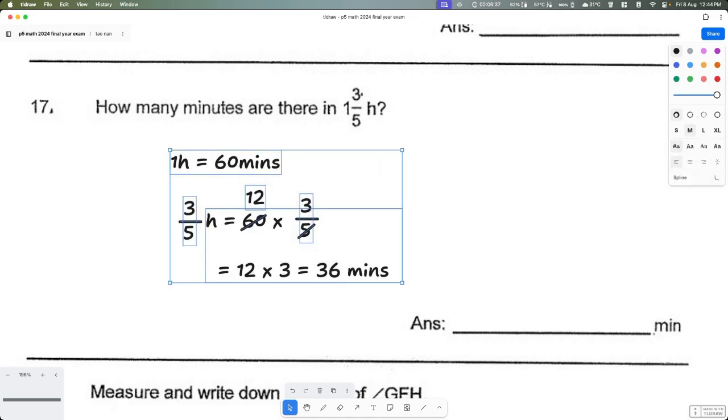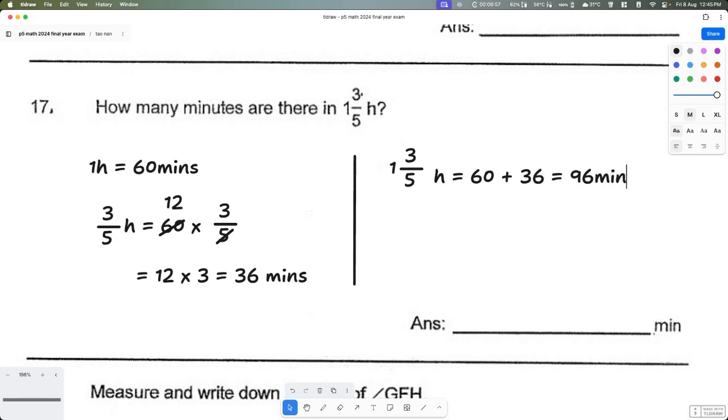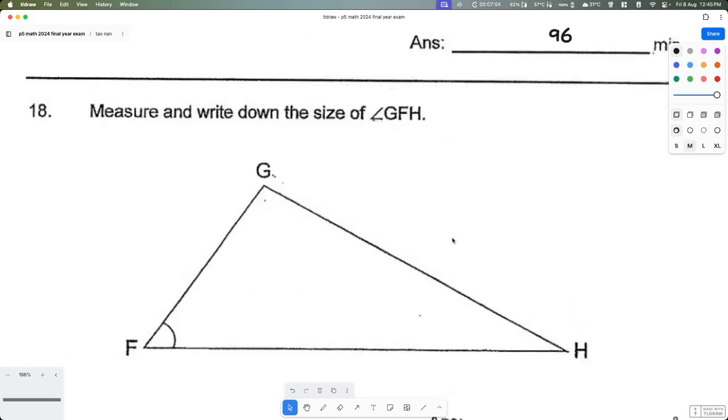So in this case, 1 hour and 1/3 of an hour is equal to 60 plus 36, which is 96 minutes. So the answer is 96 minutes. All right, there we go. Let's move on to the next question.